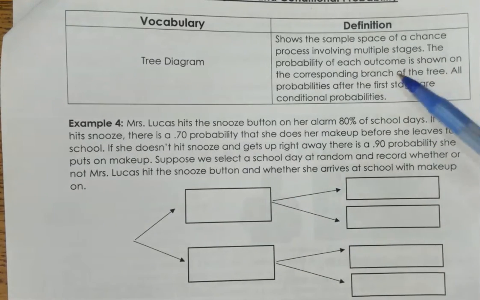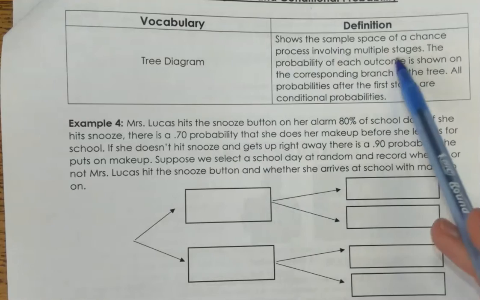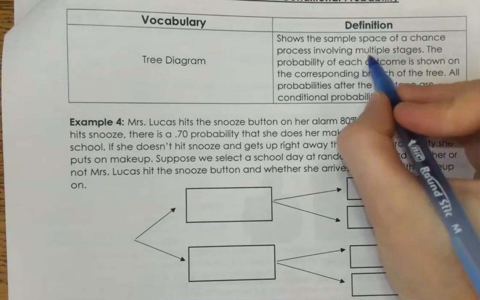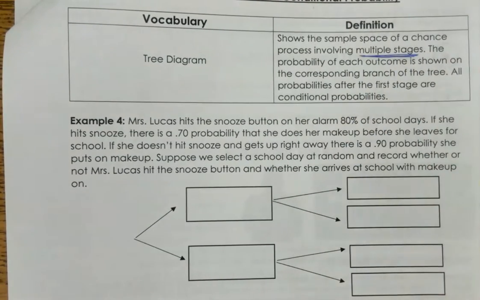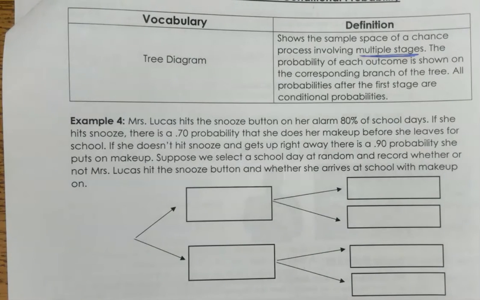All right, so your tree diagram, it shows the sample space of chance processes involving multiple stages. I told you it was a multi-step process. The probability of each outcome is shown on the corresponding branch of that tree. All the probabilities after the first stage are conditional probabilities.